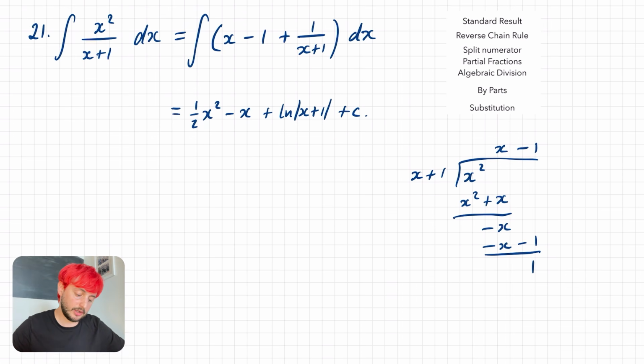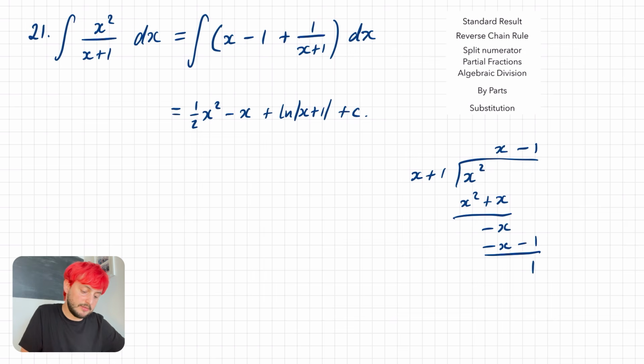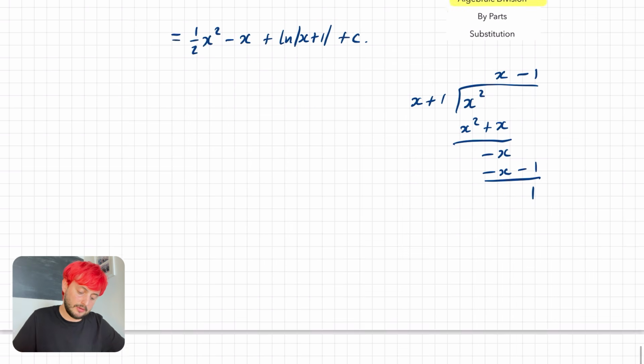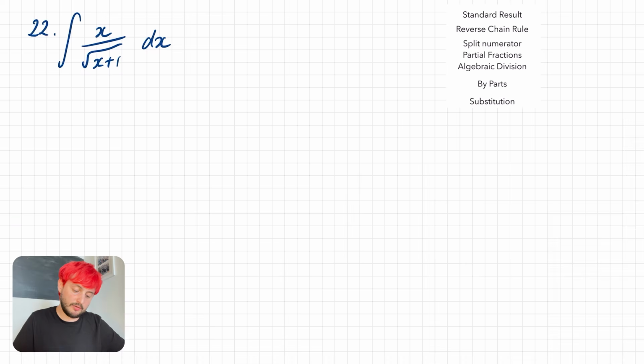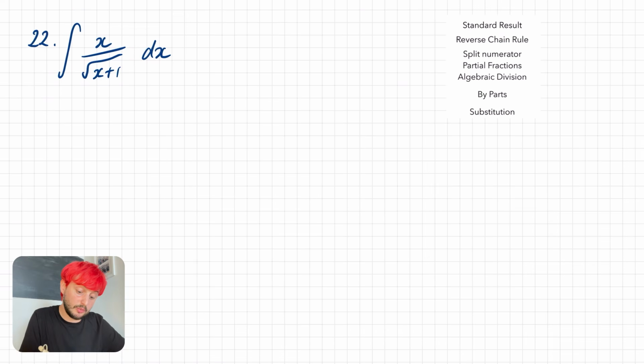3 more questions to go. Oh, I didn't say this one was algebraic division, so I'd like to highlight which it was. We're going to try question 22 that we've got here. So this one looks kind of tricky, right? Because the numerator is not related to the derivative of the denominator.